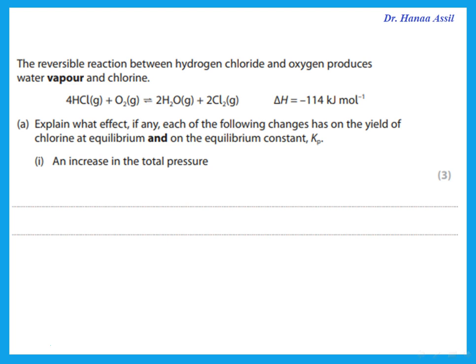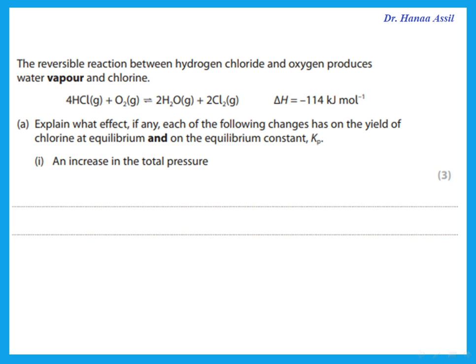For this question, he says the reversible reaction between hydrogen chloride and oxygen produces water vapor and chlorine. Explain what effect, if any, each of the following changes has on the yield of chlorine and the equilibrium constant Kp. So he has this equation. He says, okay, what are we doing? We're going to increase pressure. What effect would that have on the yield of chlorine?